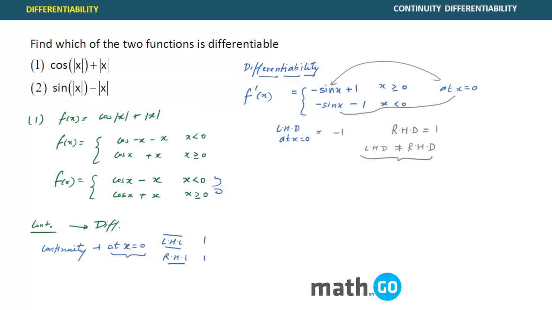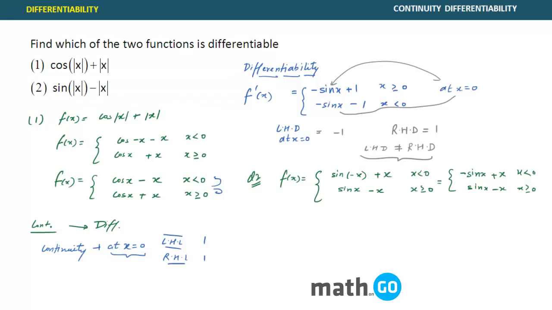Got it? Clear? Similarly, try and solve this particular case. Let's say question 2. Again I can say f(x) is a combination of two functions. Can you tell me very quickly how? So sin|x| will return you what? Sine of minus x for x less than 0, and for positive values of x, whether you place mod or not, it will be immaterial. Now with the minus sign, this becomes sin x minus x for x greater than or equal to 0, and minus sin x plus x for x less than 0.